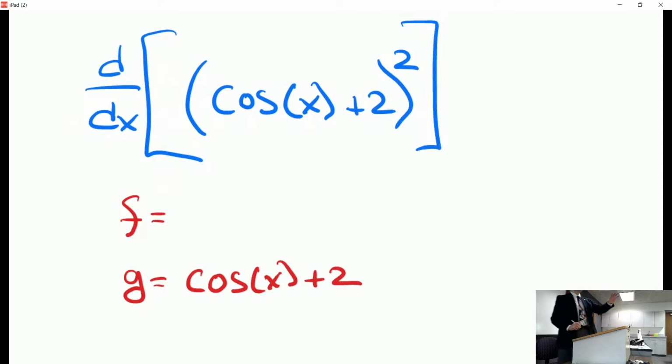No shade on Bryce. I just realized that it's way easier to start on the inside and say, oh, look, I've got something in parentheses here. Boom. That is going to be g. And then you can start from there and say, okay, what did I do to that? And that will become your f. So the f is what you did to that thing.